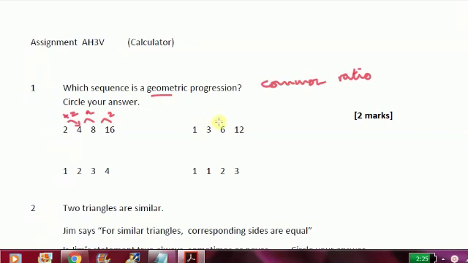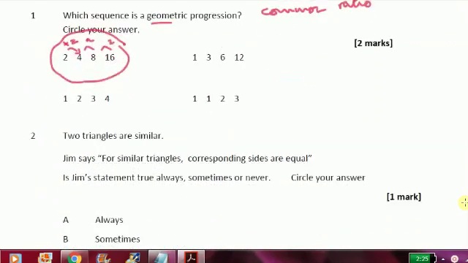Whereas 1 to 3, 3 to 6, they're different. The next ones are different. There are no others with the common ratio. That is the only one where the ratio is the same from one term to the next.